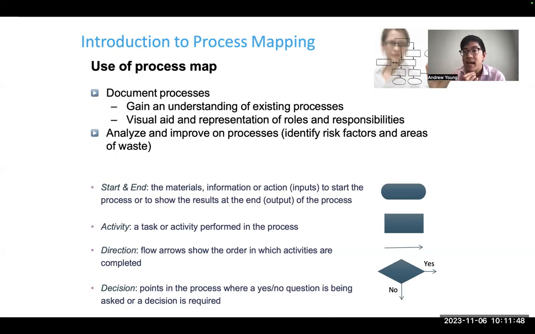Sometimes when you're writing things down, you start to come up with ideas of where are some areas of waste or risk factors, where are the areas where things aren't happening maybe the way they should be ideally, or where are the steps in the process where errors can creep into the process.